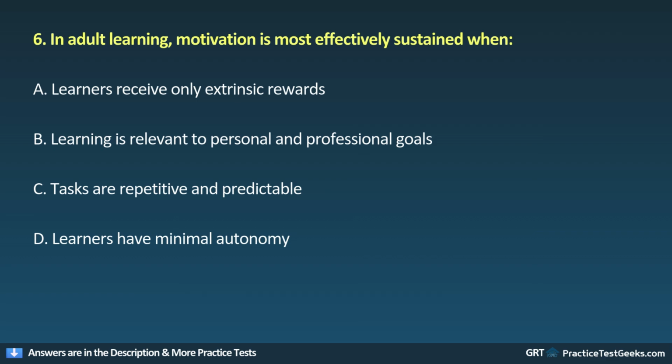Learners receive only extrinsic rewards. B. Learning is relevant to personal and professional goals. C. Tasks are repetitive and predictable. D. Learners have minimal autonomy.